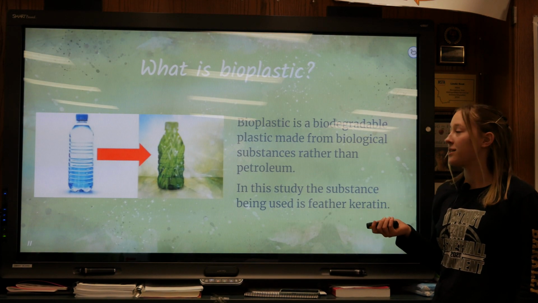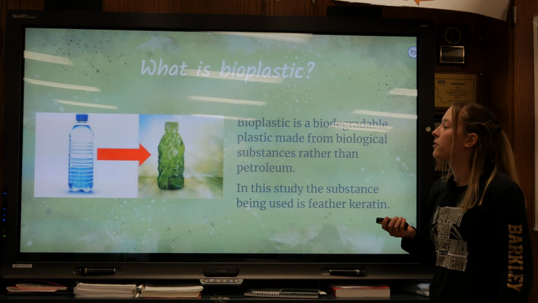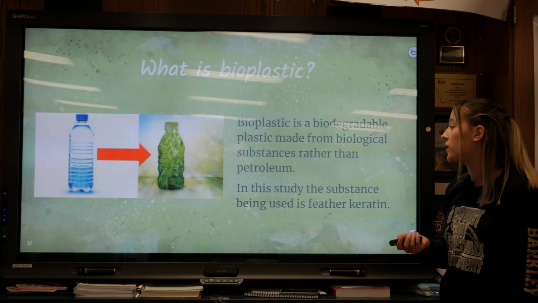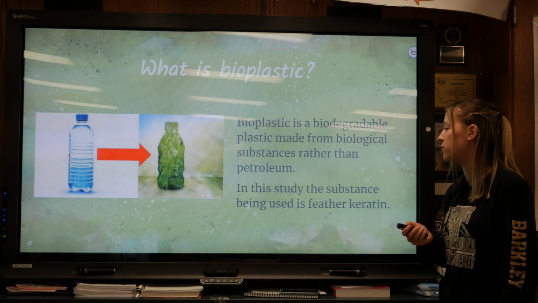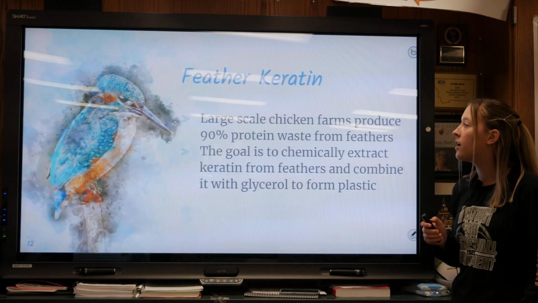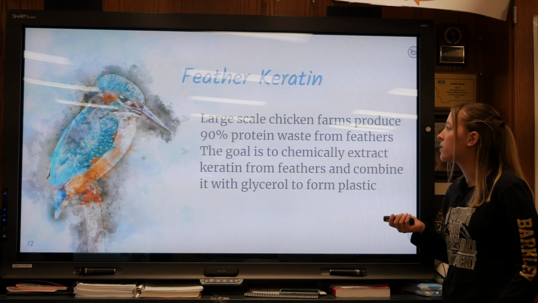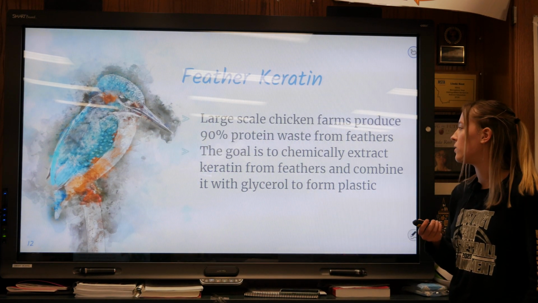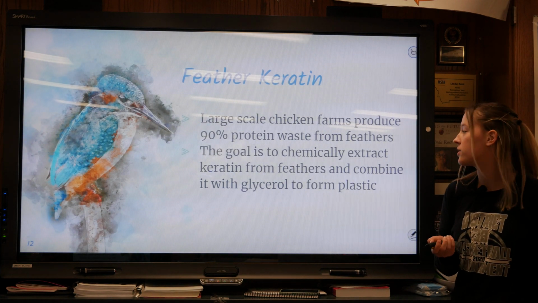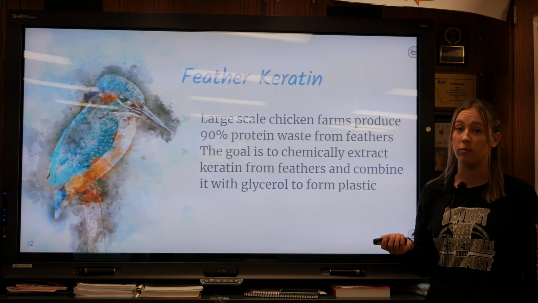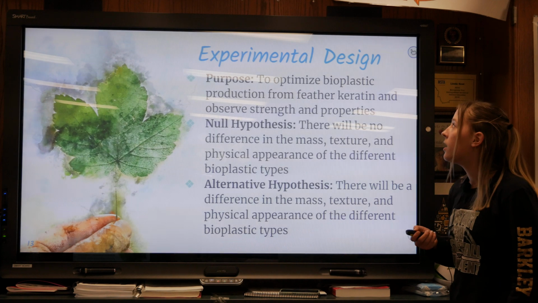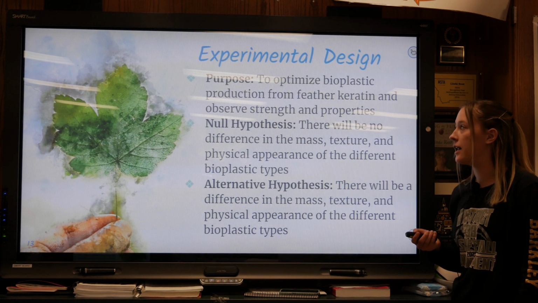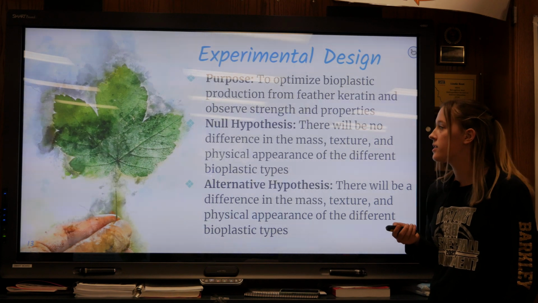What is bioplastic? Bioplastic is a biodegradable plastic made from biological substances rather than petroleum. In this study, the substance being used is feather keratin. So large-scale chicken farms produce 90% protein waste from feathers. The goal here is to chemically extract keratin from feathers and combine it with glycerol to form a plastic. My purpose was to optimize bioplastic production from feather keratin and observe the strength and properties.